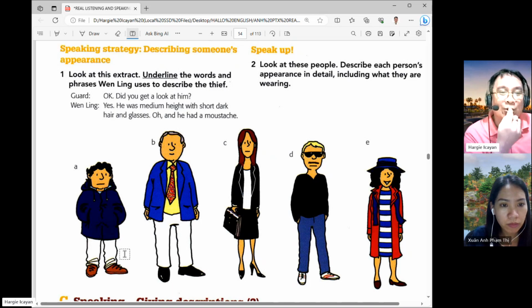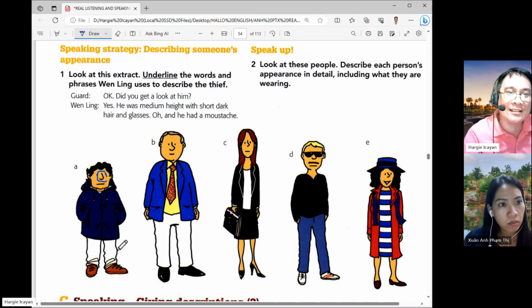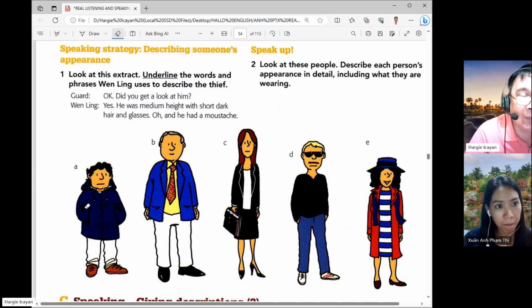And we can also describe not just the face, the round face, but also the nose. She has a pointed nose. That means it's not the usual nose, but a pointed nose. So we can also describe that. That's a very good description, right?